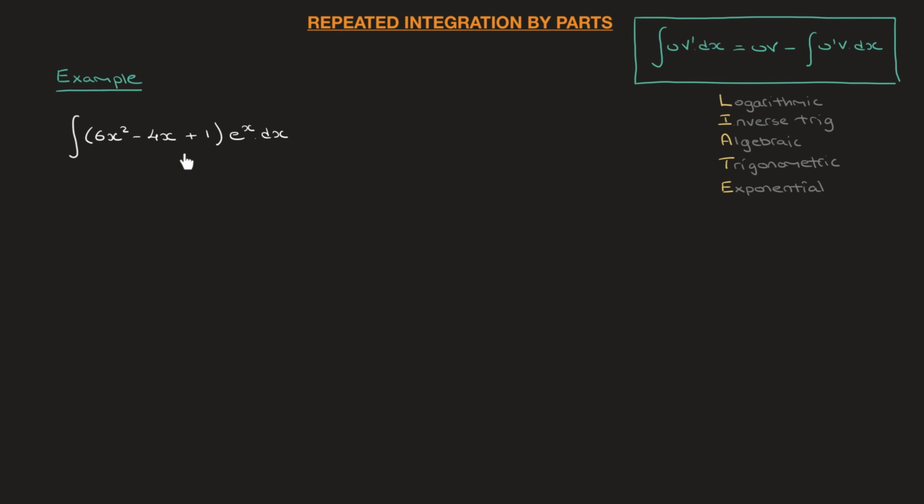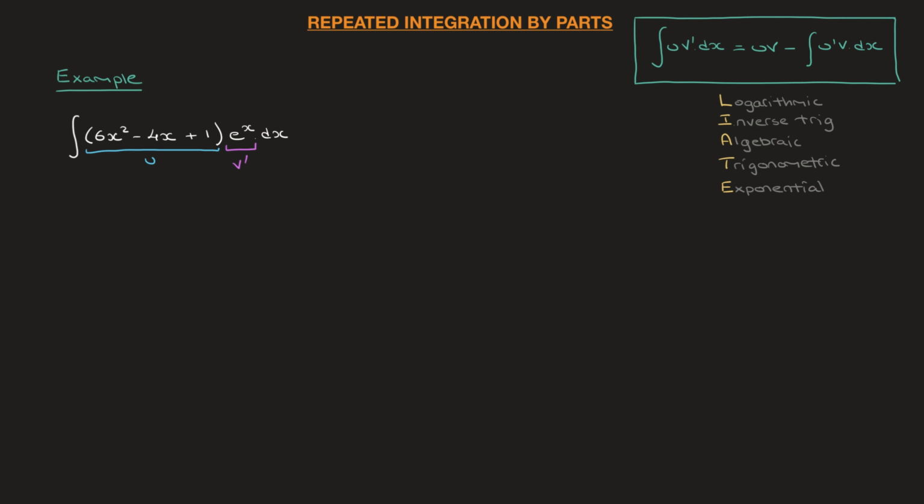Looking at the two functions we have here, we can see that one of them is an exponential function, and the other one we have here is an algebraic function. In other words, it involves powers of x. And looking at the acronym LIATE, we can see that we have both the A for algebraic functions and the E for exponential functions. But the A is higher up in the list than E. Consequently, the algebraic function is the one that we'll call u. And so this 6x squared minus 4x plus 1 will be u, and therefore the e of x we have here, well, that will be v dash.